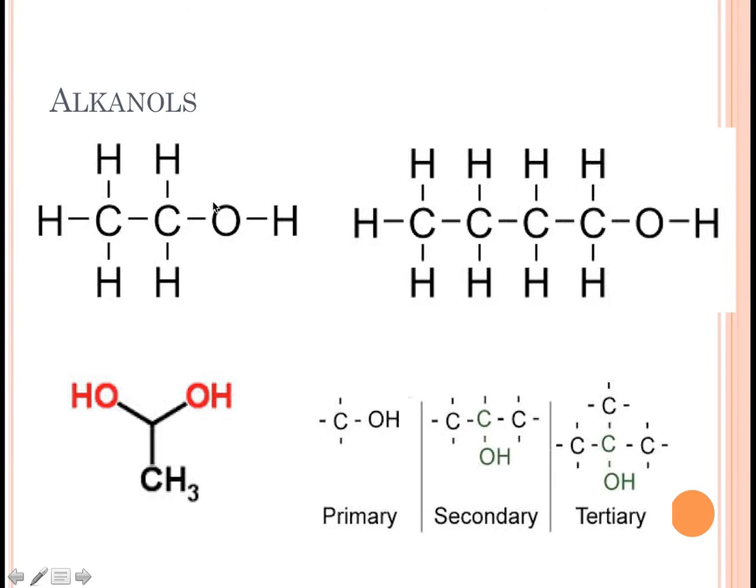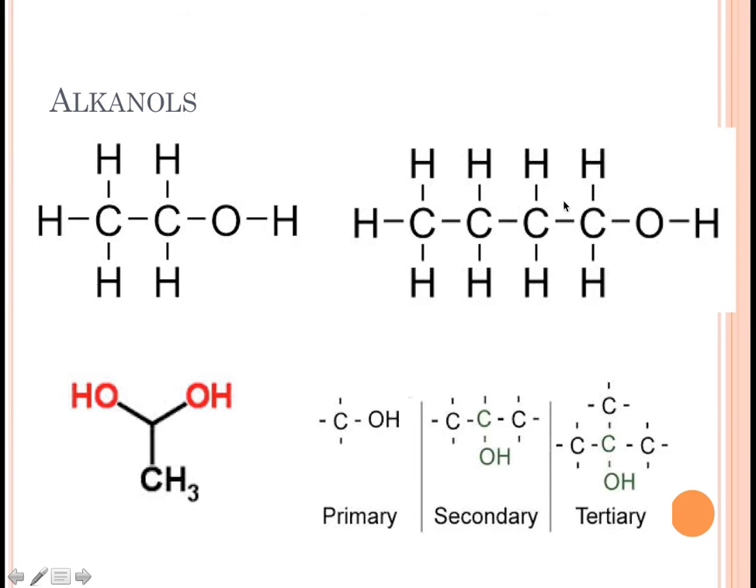Now here, the OH group can only be in one place, because if it was over here, we'd still just call it ethanol. Okay, there's no such thing as ethan-2-ol, because that means you're reading it from the wrong side. This one, however, butanol, we could have it here, so that'd be butan-1-ol, or it could be there. Okay, then we call it butan-2-ol.